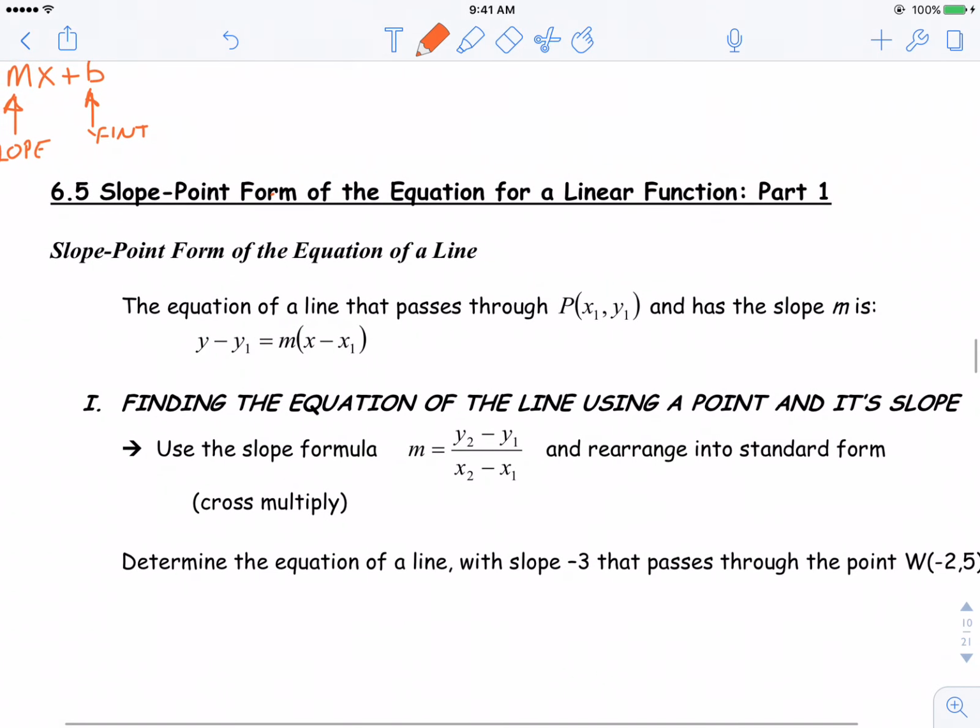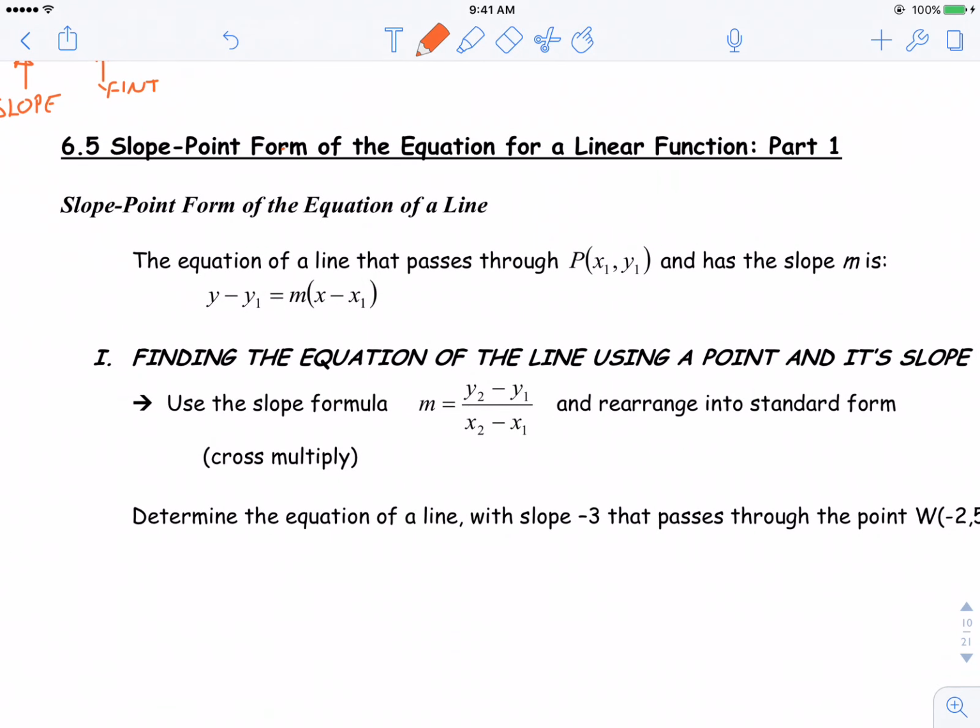The slope point form of a line, again, because of the name, you can infer that it has something to do with slope. So here it says the equation of a line that passes through point P, which is x1, y1, and has a slope of m, is y minus y1 equals m times x minus x1. And that just comes from the rearrangement of the slope formula if you are given 1 point.